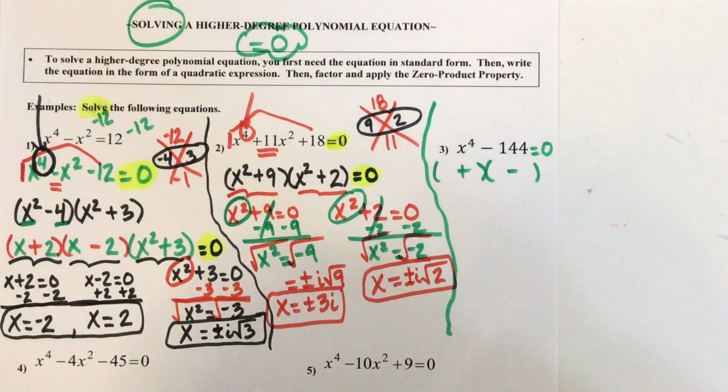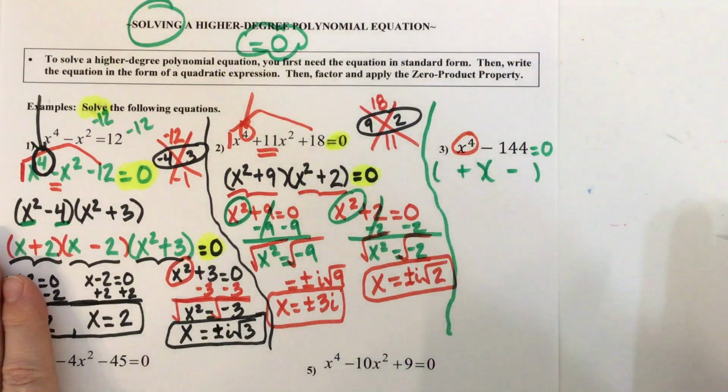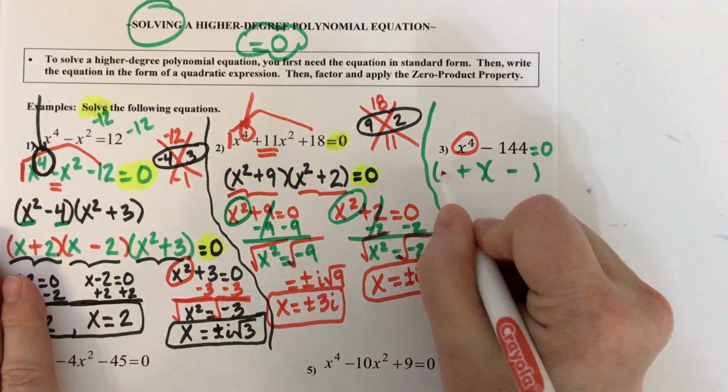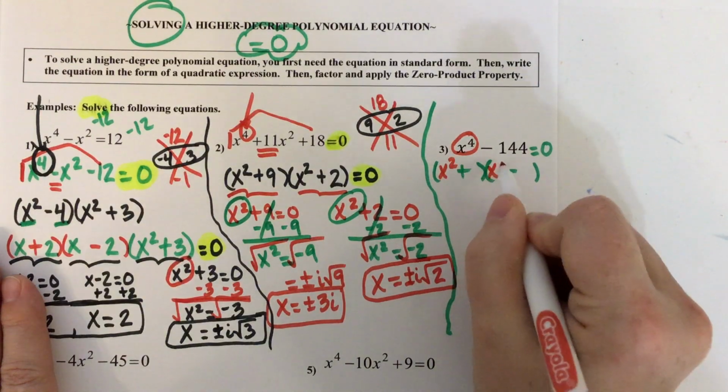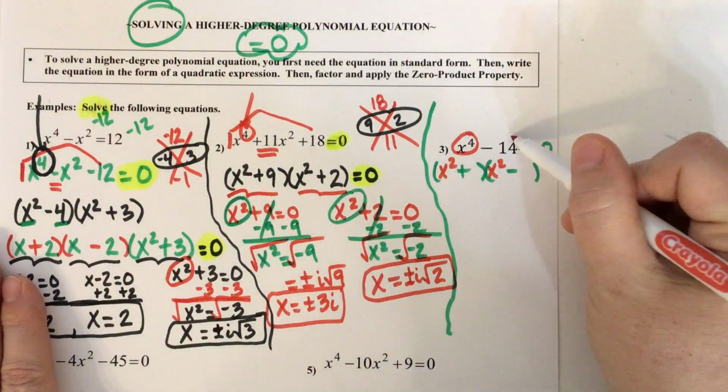Now take the square roots. What's the square root of x to the 4th? X squared. And then what's the square root of 144?